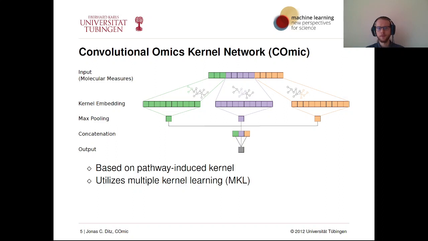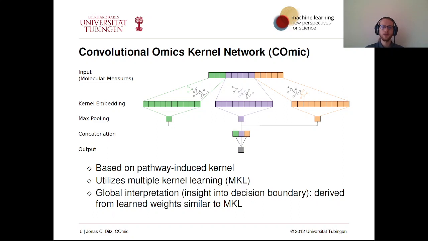Since the fully connected layer is ensured to be linear, we can then use the weights learned by the network to get an insight into the decision boundary learned by the model, similar to how you do this in multiple kernel learning. This insight into the decision boundary is also called a global interpretation.